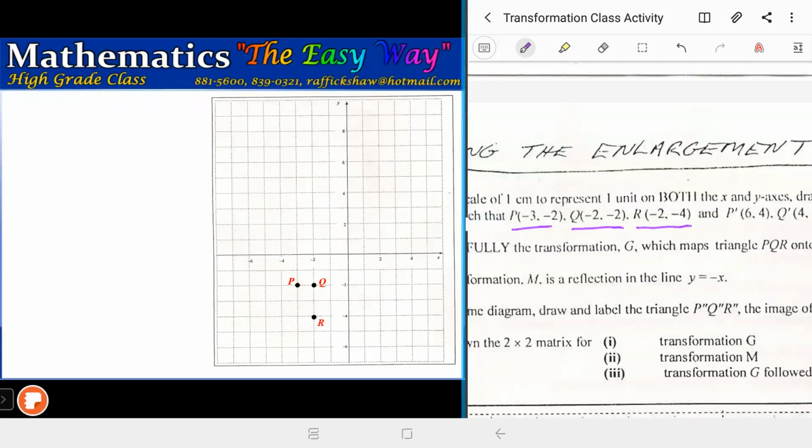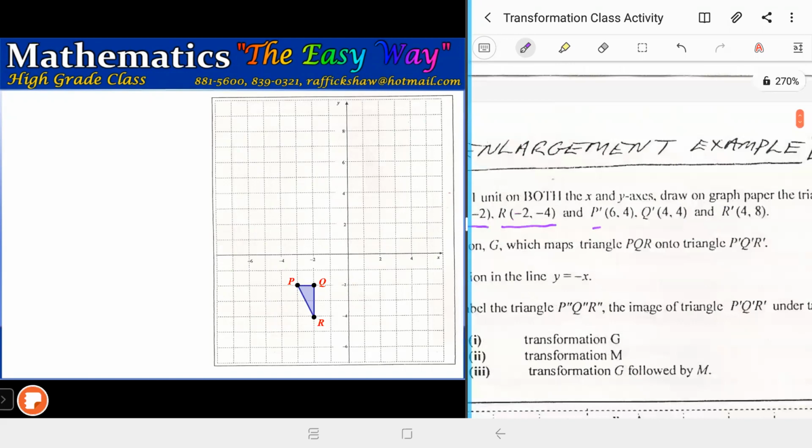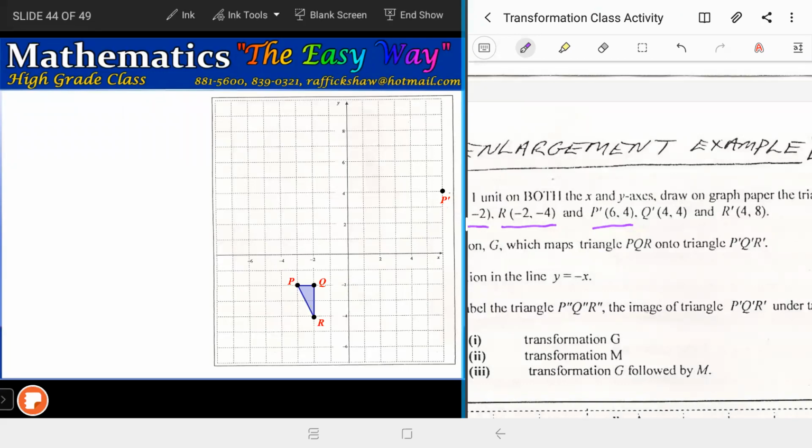Now that we have the points in place, draw the triangle. Put down the points and then you draw the triangle. Then we're going to the image points. P prime, 6, 4. Put down the point. 6, 4 is over there now. X and Y values are both positive. 6, 4. All right. And look at the scale on the graph properly.